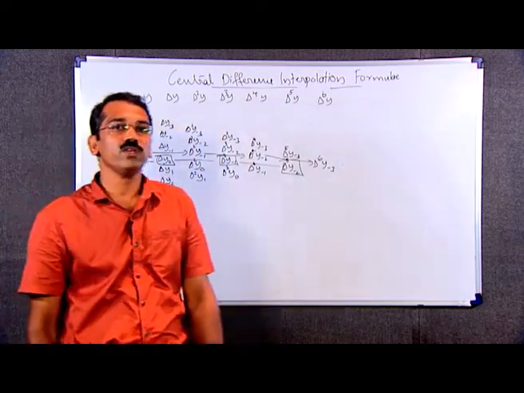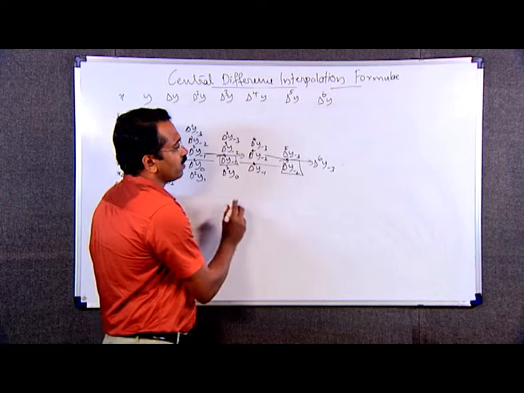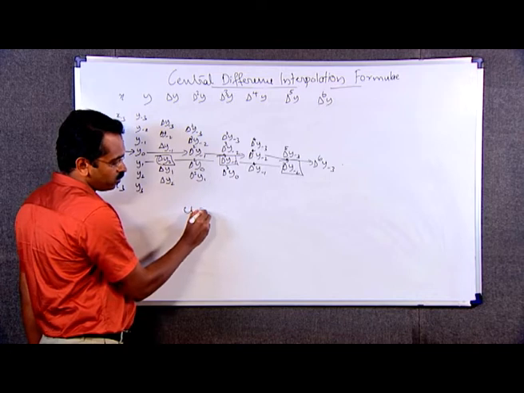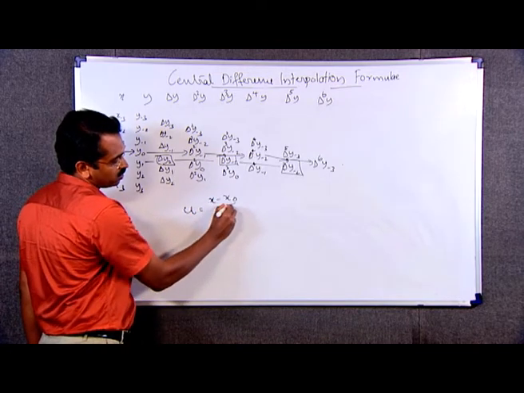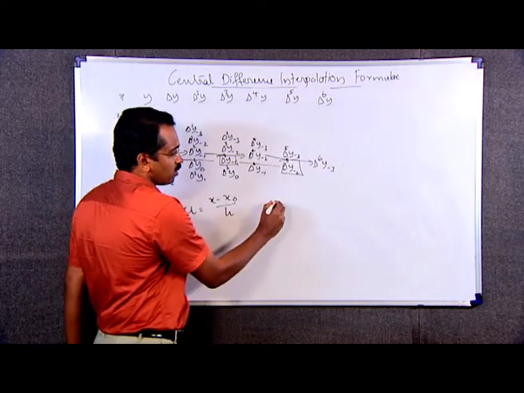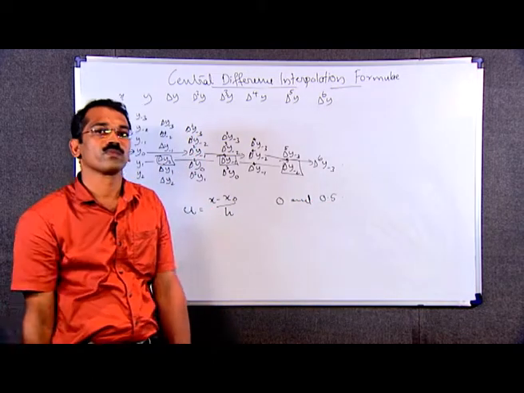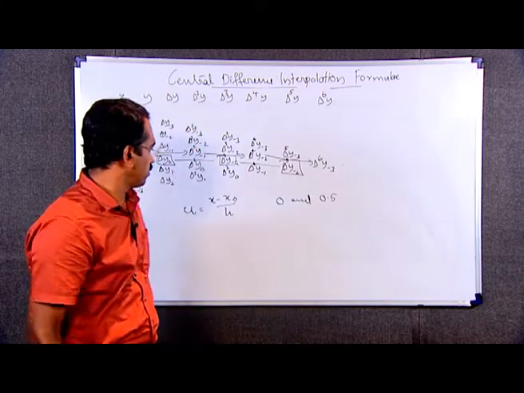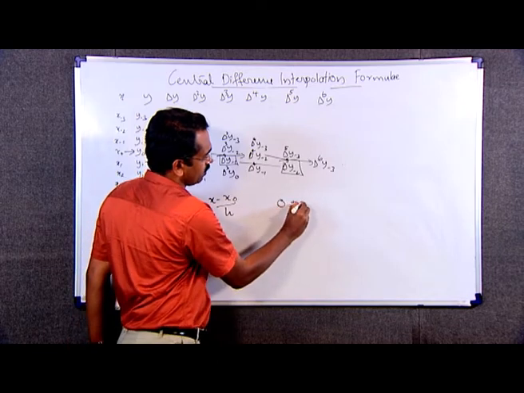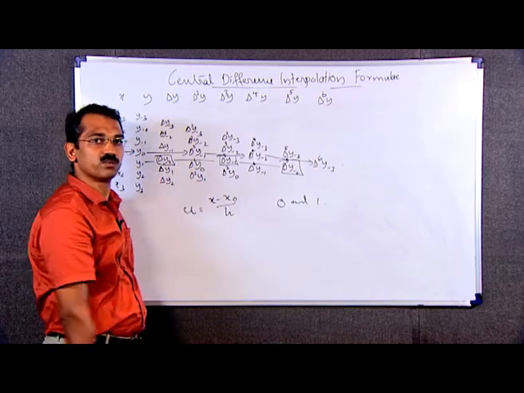And when we use this Gauss forward interpolation formula, it is better to choose x naught such that the value of u, that is u equal to (x minus x naught) divided by h, lies between 0 and 0.5. The value of u lying between 0 and 1, in order to achieve a better accuracy in the interpolating value.